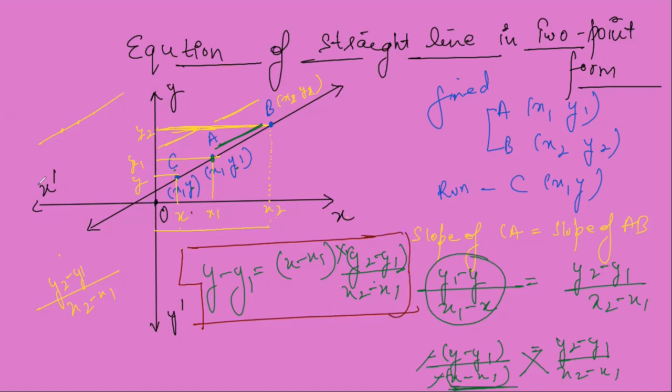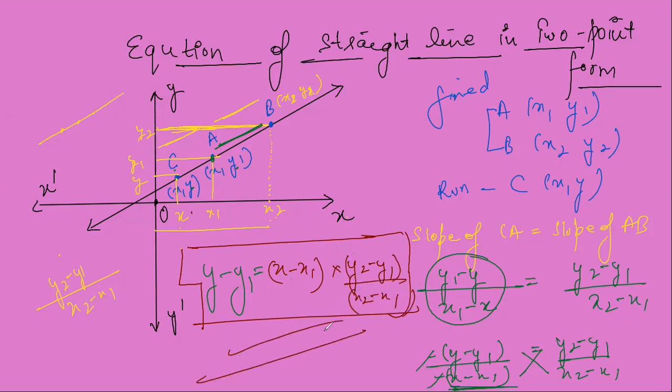Let me write it very nicely, since what I have written is really bad. y minus y1 equals x minus x1 times y2 minus y1 over x2 minus x1. So this is the complete equation of a straight line in 2-point form.